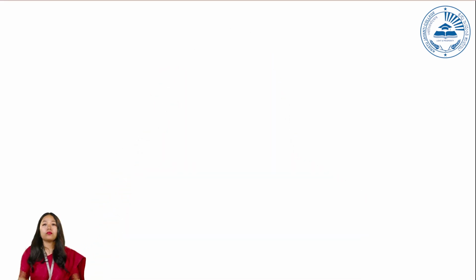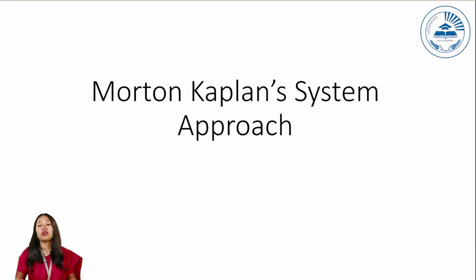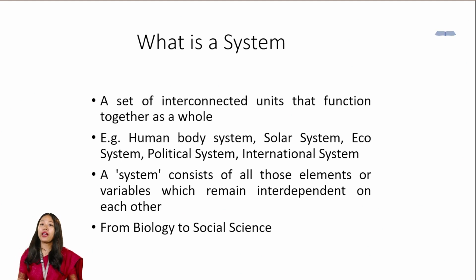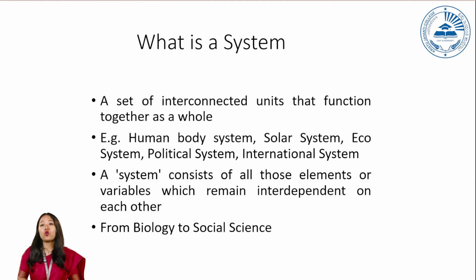Today we are going to talk on Morton Kaplan's system approach in international relations. Before understanding Morton Kaplan's system approach in international relations, we should know what is a system. A system is a set of interconnected units that function together as a whole. For example, we have human body system, solar system, ecosystem, political system, international system, and so on.